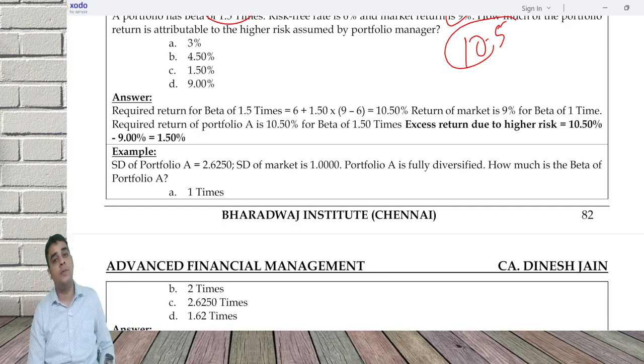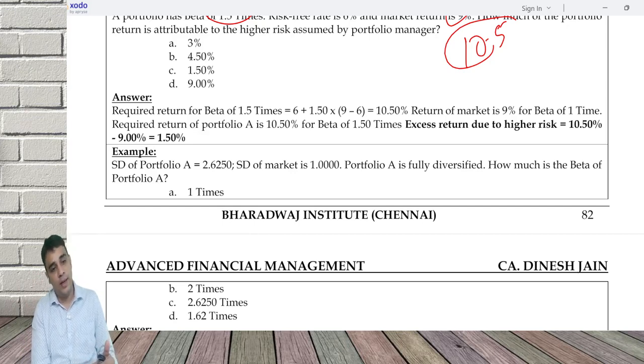Fully diversified means what? SD of portfolio is systematic risk of the portfolio. SD means systematic risk under the SD approach. At systematic risk level, whether you do the SD approach or the variance approach, I have no problem. Only the unsystematic is a problem. What is the formula for systematic risk? Beta of portfolio into SD of market is equal to 2.625.